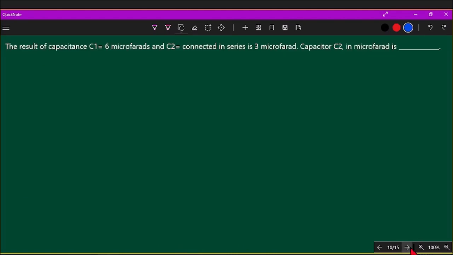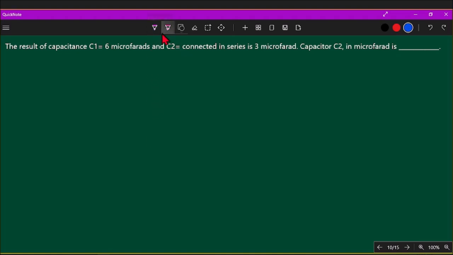The result of capacitance C1, which is equal to 6 microfarad, and C2, which is unknown, which are connected in series, is 3 microfarad. So their equivalent capacitance is 3 microfarad. So capacitor C2 in microfarad is blank. So we need to find the capacitance of our C2.